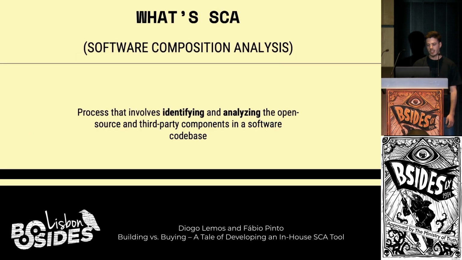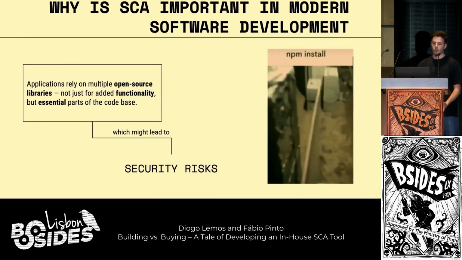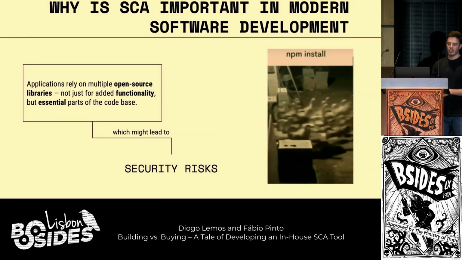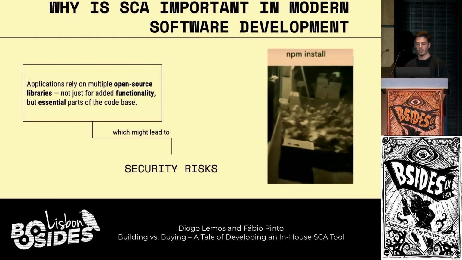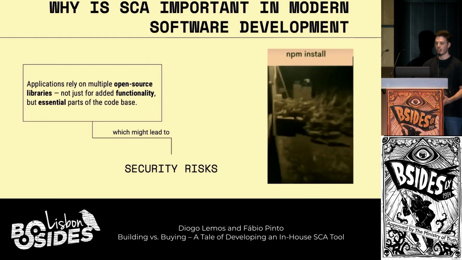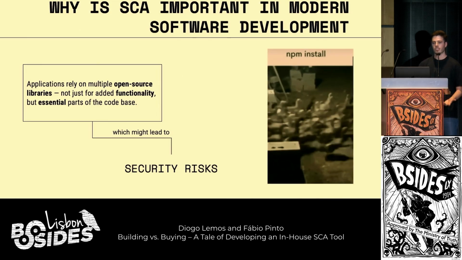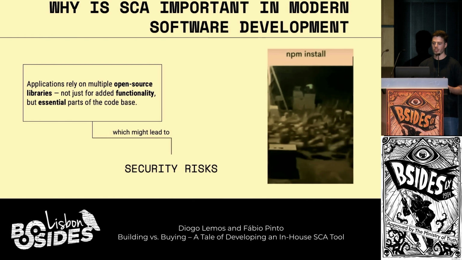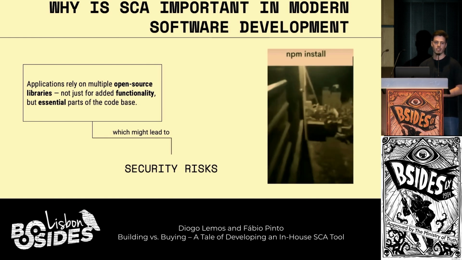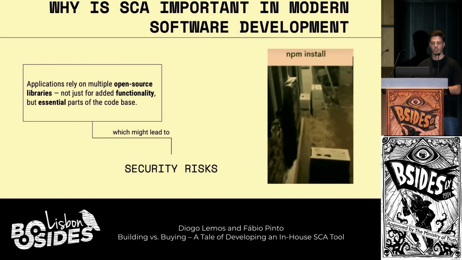SCA stands for Software Composition Analysis, and it's a process that involves identifying and analyzing the open source and third-party components in a software code base. So, why is SCA important in modern software development? Because nowadays, applications often rely on multiple open source libraries, and these libraries are not just convenience tools, but also essential parts of the code base itself, and each of them creates potential risks.